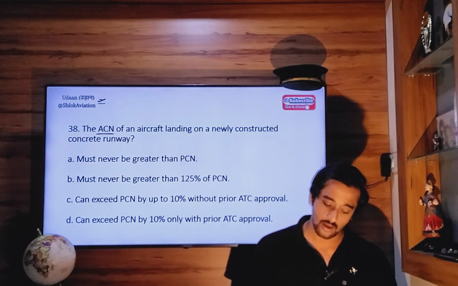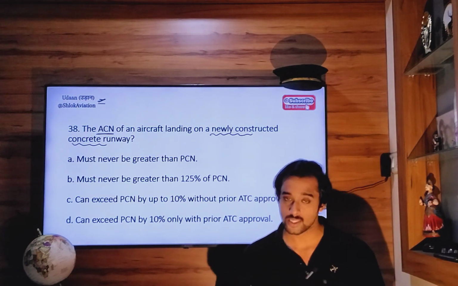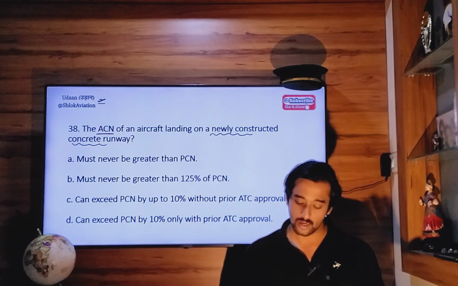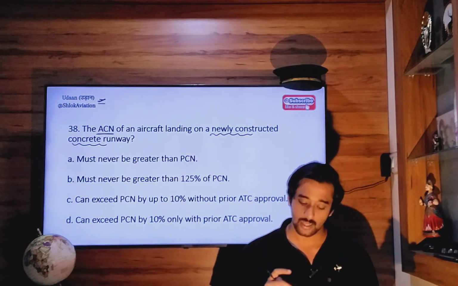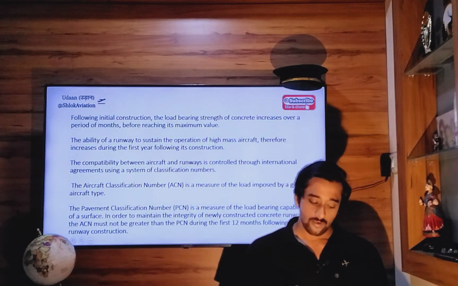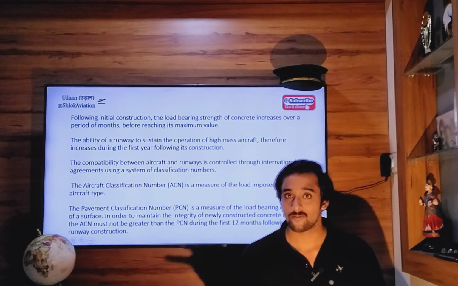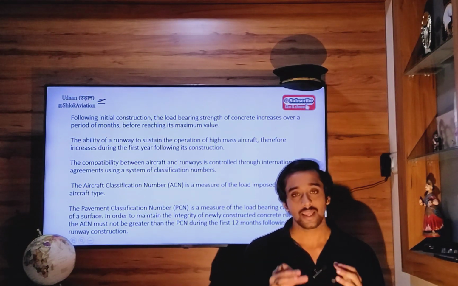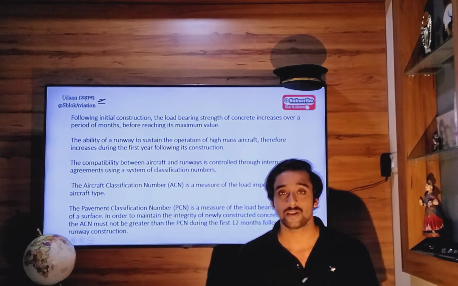38. The aircraft classification number landing on a newly constructed runway is what? It should not be greater than performance PCN, must never be greater than 125% of it, can exceed performance by 10% without ATC approval, can exceed performance limitation by 10% only with ATC approval. Very important: whenever runways are newly built, there is a newly developed airport, new runway, everything. Now this runway will have its own limitation, the extent of load or stress imposed on it that it can bear, that it can withstand without failing.